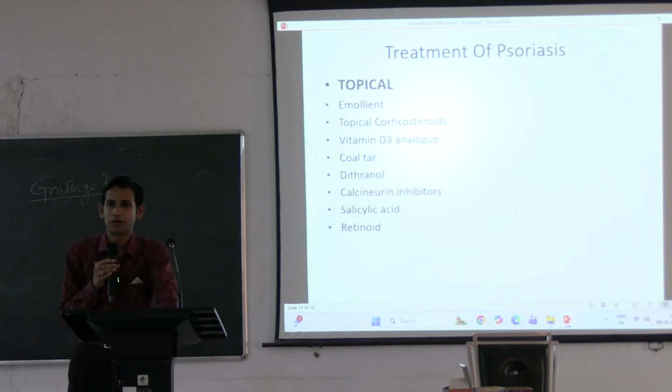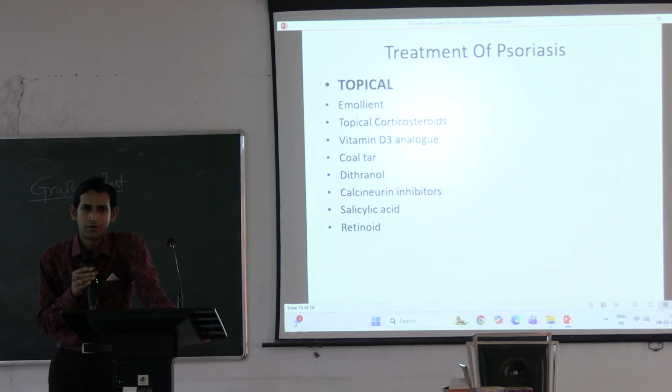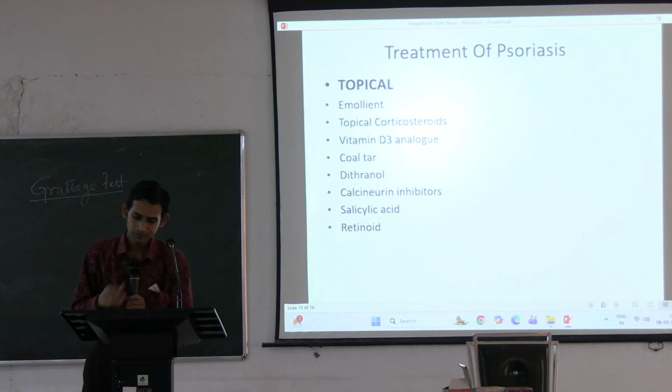Salicylic acid is a very important keratolytic agent used in the treatment, also effective for the treatment of scalp psoriasis. The shampoo or gel based form can be used, and also salicylic acid can be given for the palm and sole, that is the palmoplantar disease. And topical retinoids, that is tazarotene, can be given along with steroid, and it can be given for the treatment of nail psoriasis also.